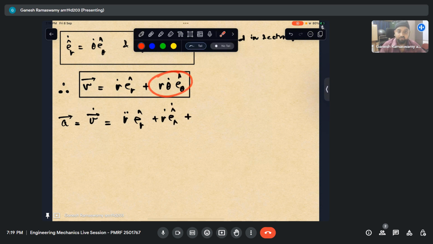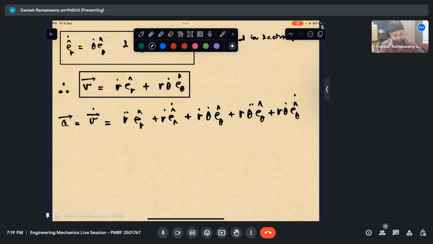So we will apply the product rule. We will first differentiate one, keep the others constant, then differentiate the middle one, keep the first and third constant. Then towards the end, we'll differentiate this, keeping these two constant. So cyclically, we will apply the product rule. So this will be r dot theta dot e_theta plus r theta double dot e_theta plus r theta dot e_theta dot.